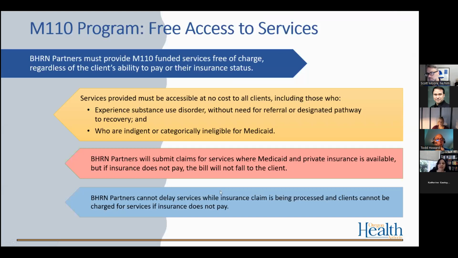All right. As is stated in the RFGA and the Senate bill and is true for all Measure 110 program services, BHRN partners must provide Measure 110 funded services free of charge, regardless of the client's ability to pay or their insurance status. So you are funded to provide services for free to folks, regardless of the type of service that you're funded for. Services must be accessible at no cost to all clients, including those who experience substance use disorder, those without need for referral or designated pathway to recovery, and who are indigent or categorically ineligible for Medicaid. Anybody who comes into your organization seeking services should be able to access them. Partners will submit claims for services where Medicaid and private insurance is available. But if insurance does not pay, the bill will not fall to the client. So we are never going to be billing clients for services.